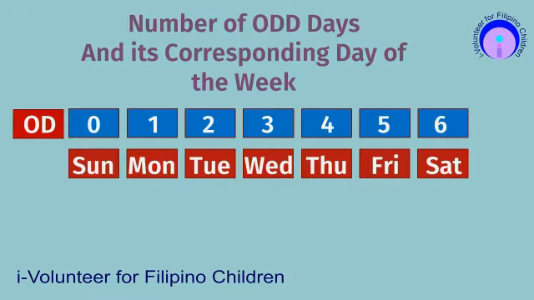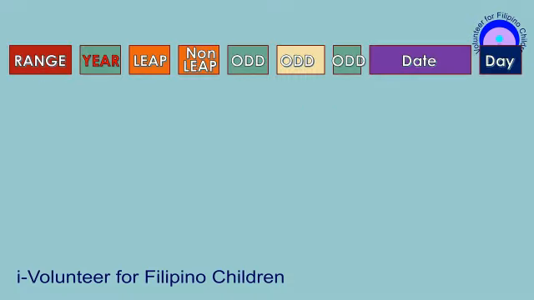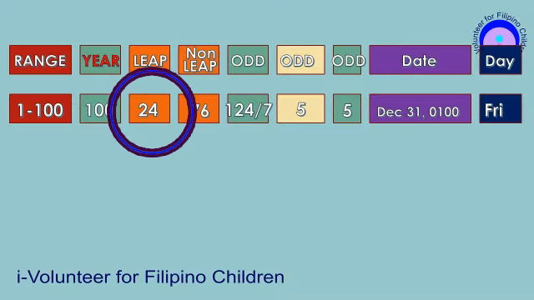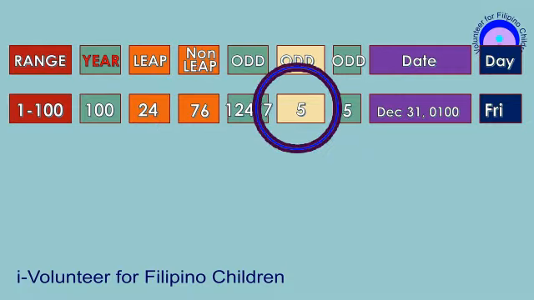Itong table na ito ay ginagamit natin sa pinaka-final step upang matukoy natin ang day of the week ng specific date na iyon. Ang susunod nating tatalakayin ay ang first 400 years. Ito ay merong 24 leap years and 76 non-leap year. Meron naman itong odd day na 5.